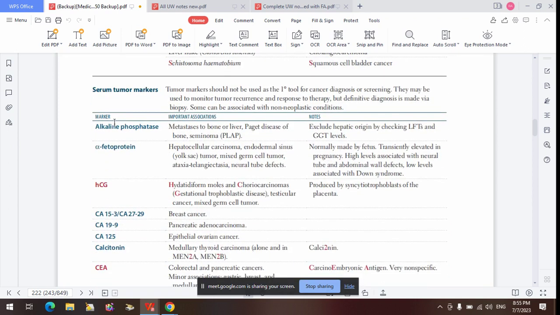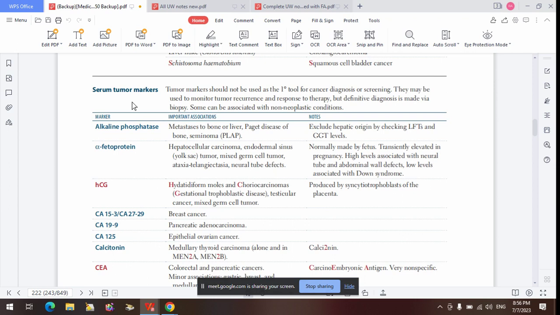So what are the things we call serum tumor markers? Tumor markers are just some factors, some proteins that we assay for in order to assess response of tumors to chemotherapy treatment or radiotherapy treatment or whatever treatment that we are offering, as well as to check for recurrence.